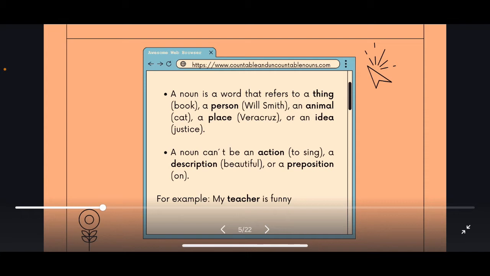For example, my teacher is funny. In this sentence, the word teacher is a noun. Why funny can be a noun? Well, the word funny is an adjective. This is a description. So that's the reason why this word can be a noun.